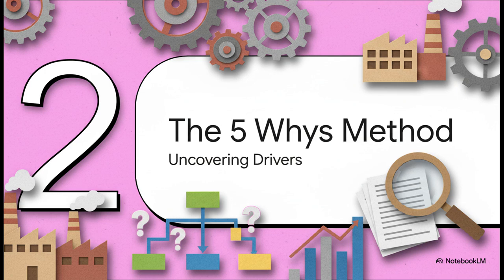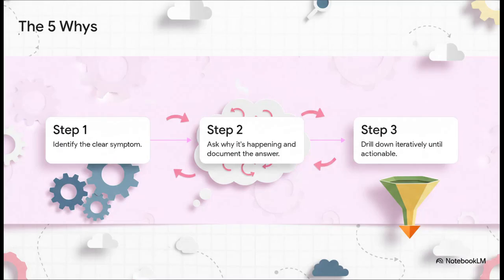Okay, Section 2, the 5 whys method. Now, what's really interesting about this slide is how straightforward this tool is. Originating in industrial manufacturing, the 5 whys is a deceptively simple method that has been beautifully optimized for corporate strategy. Step 1 is to simply identify the clear symptom. Step 2 is asking why it's happening and documenting that answer. But you absolutely don't stop there. For Step 3, you drill down iteratively, typically about 5 times, asking why to each previous answer. This forces you down through the operational layers of a business until you hit a fundamental, actionable driver.